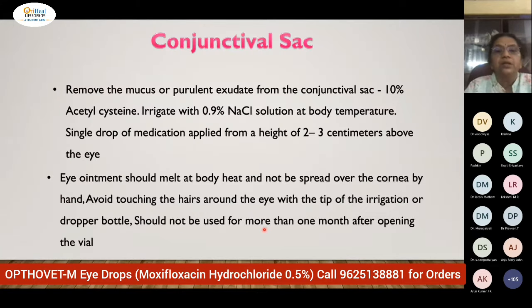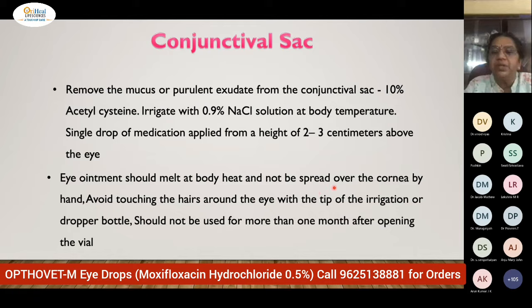So into the conjunctival sac, whenever you put a drop, we normally ask them to put the drops, but you have to necessarily tell them to remove the purulent exudate from the conjunctival sac. You can use either distilled water or normal saline. 10% acetylcysteine also can be used. A drop can be instilled from 2 to 3 centimeters above, and ointments should be melted at body heat. You can keep the ointment in your palm so that with the body heat it will come out a little softer, not as a very hard ointment.